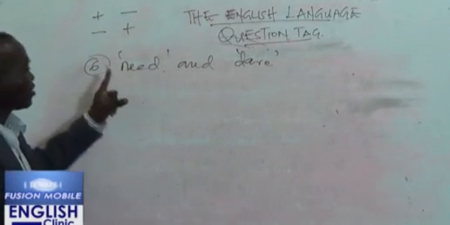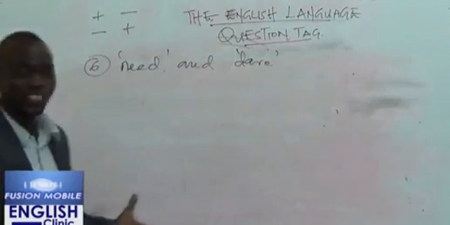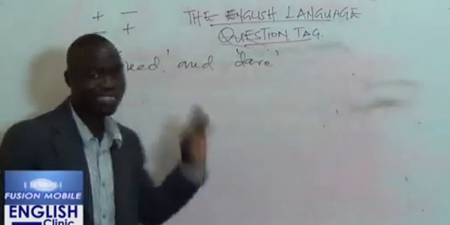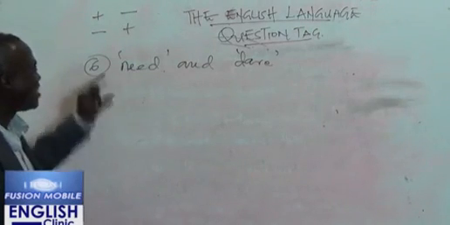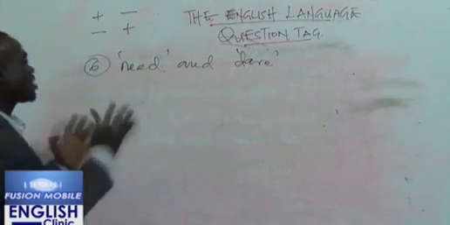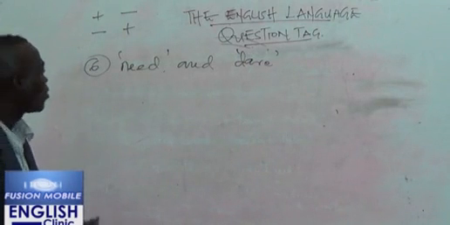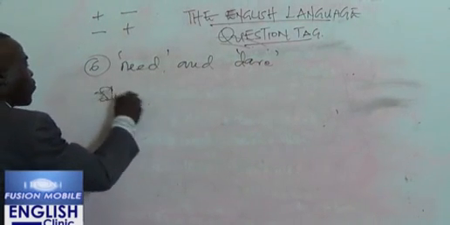But when the auxiliary verbs need and dare are used in a positive statement, they are not repeated in the tag. I'll repeat that again. When the auxiliary verbs need and dare are used in a positive statement, they are not repeated in the tag. Look at the example here. She needs to be very careful.